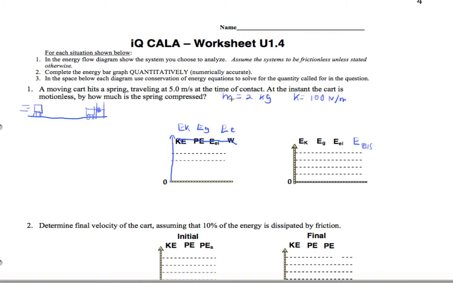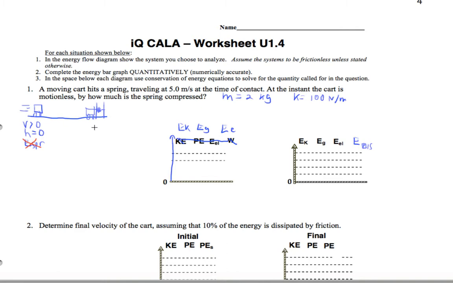They didn't give us a mass, so I gave us a mass of 2 kilograms and a spring constant of 100 newtons per meter. So initially the cart is moving, so it has a speed. It has no height. It has no spring energy at this point because there's no spring compressed yet. So I just want to note that there is no spring energy. And we also note that there's no dissipated energy yet because nothing's happened.